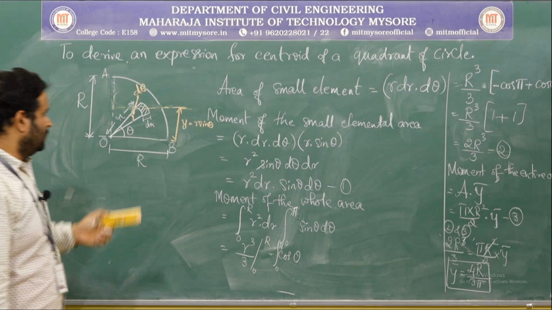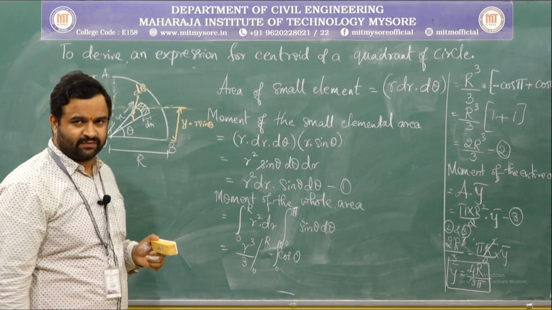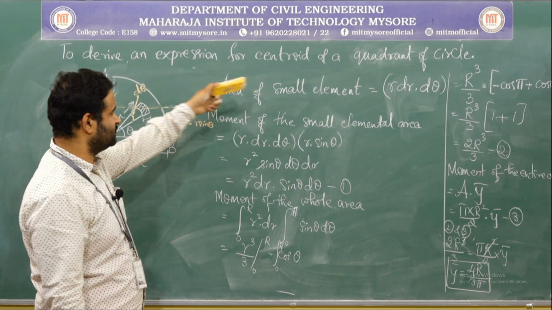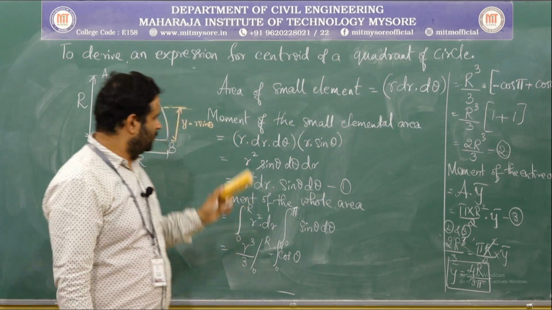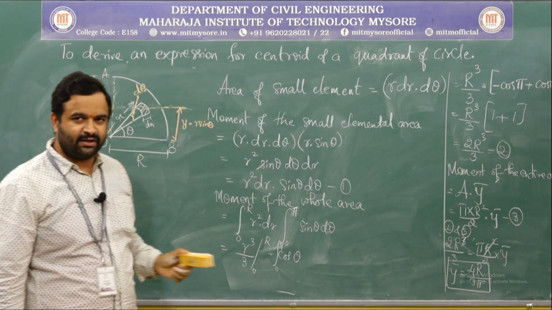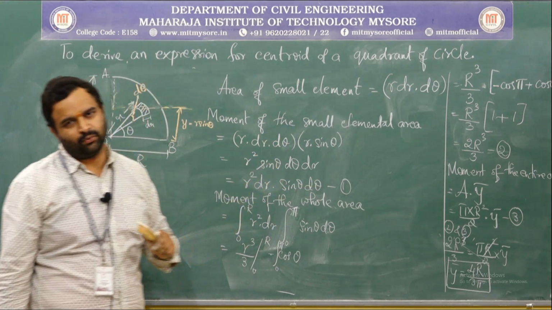Okay, so now the initial steps, as we did in the case of the semicircle, go like this. Area of the smaller element is r dr d theta, and the moment of the small elemental area is r dr d theta into r sin theta, that is equal to r square dr into sin theta d theta, equation number 1.